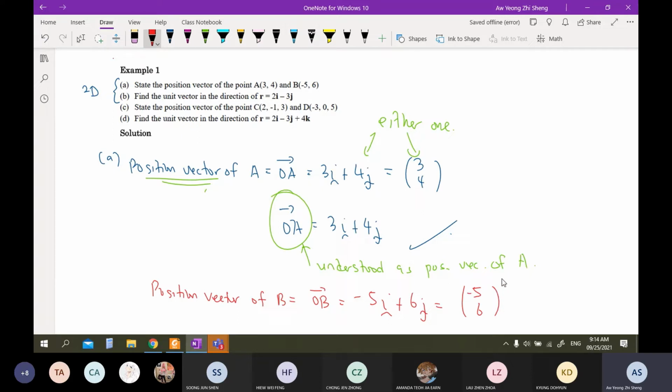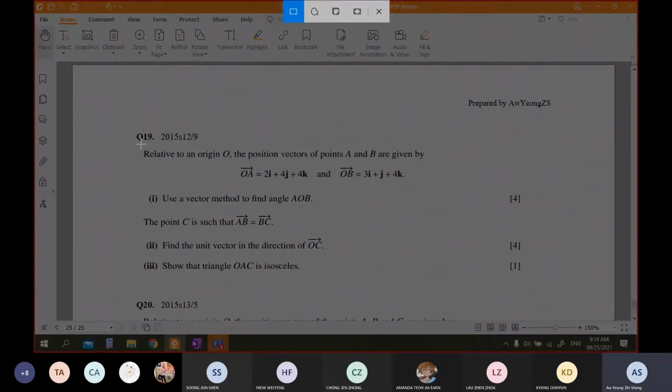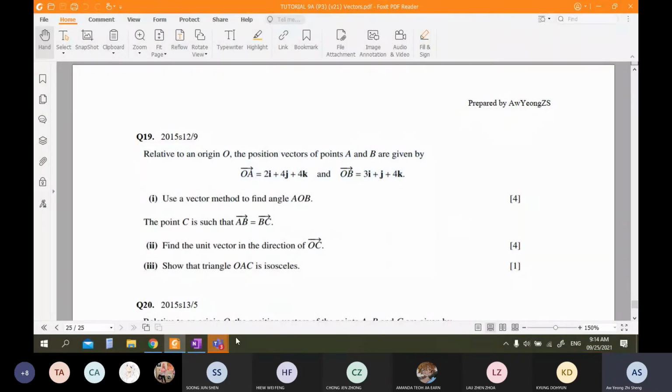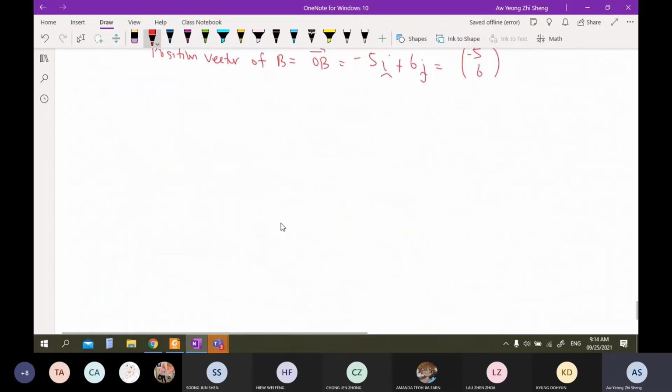Okay. Now, before I move on further, on the concept of position vector, let me show you some past year questions first, at the back of the chapter. In many of the past year questions, it will be phrased like this: relative to an origin O, the position vectors of points A and B are given by so and so.